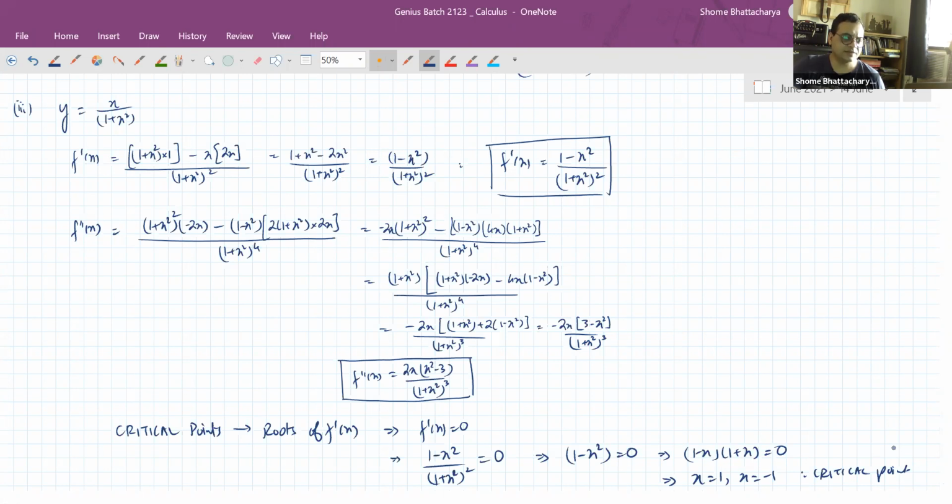And at each of the roots, analyze the value of the second derivative. If that is negative, then that is a point of maxima. If it is positive, then it's a point of minima. It's a simple algorithm, always.